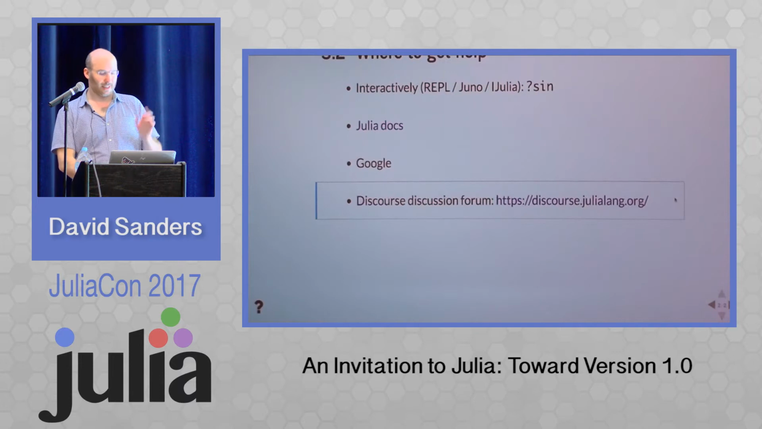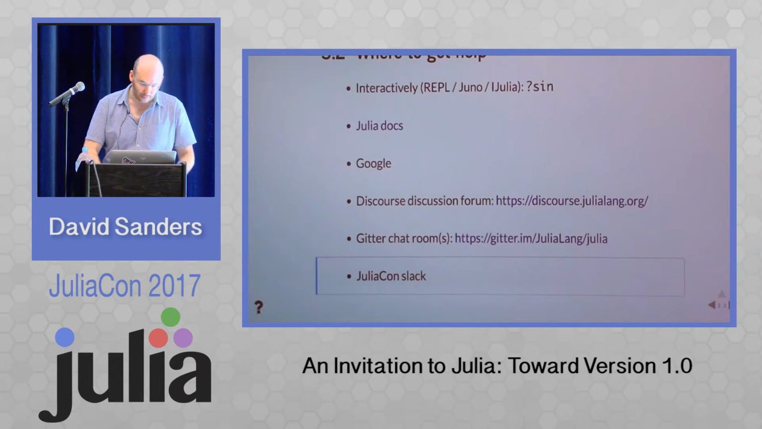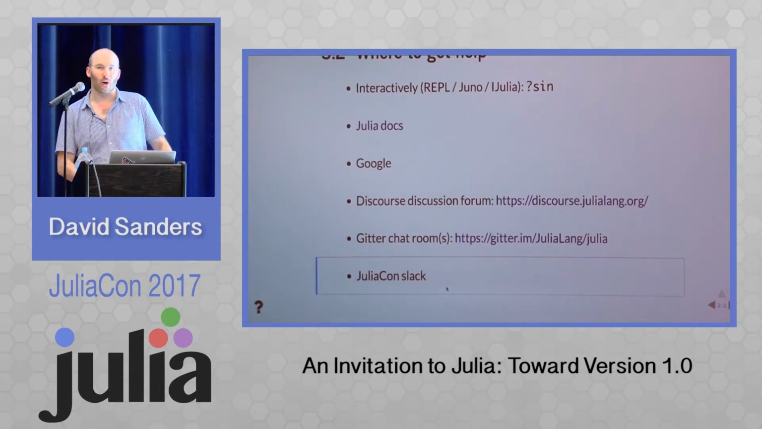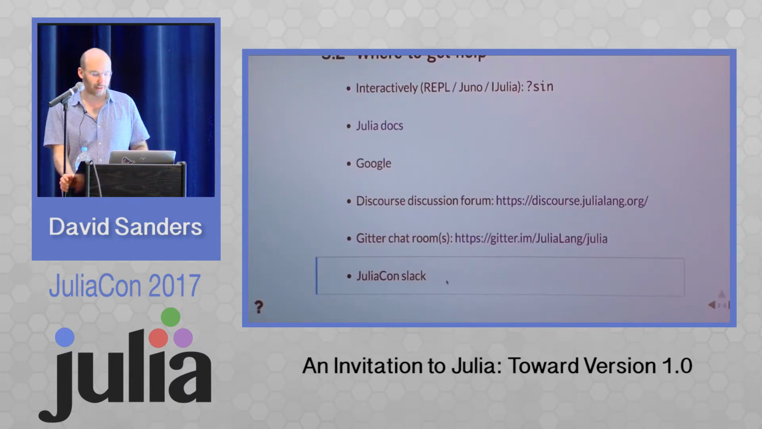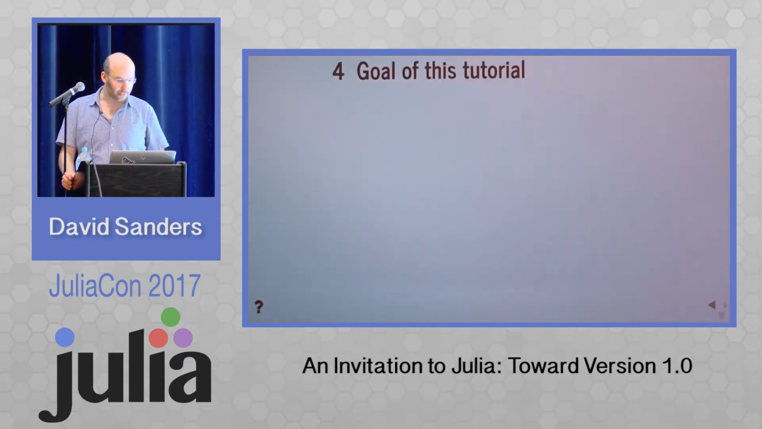And then there's a chat room for actual chatting, quick and easy questions, on Gitter. Also, since we're at JuliaCon, hopefully you all know by now that there's a JuliaCon Slack. That's another chat service, and you can use that. There are different channels for each of the rooms that are set up so that you can discuss things as they're going on in real time.